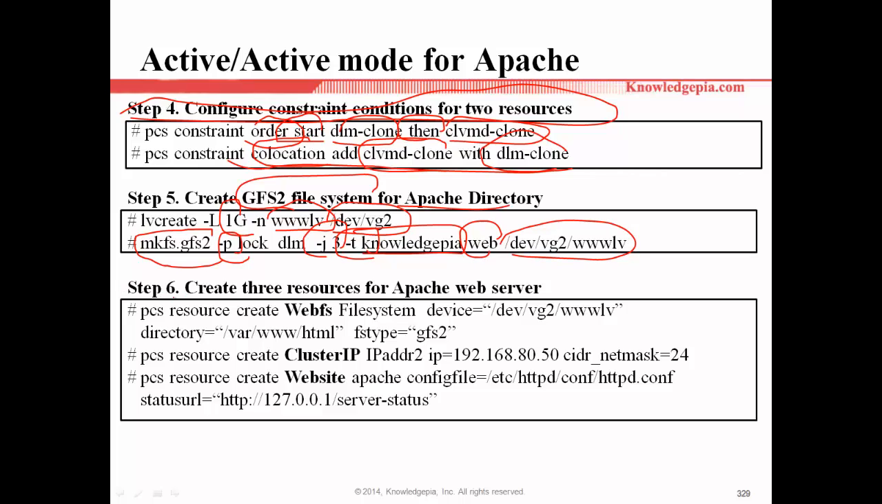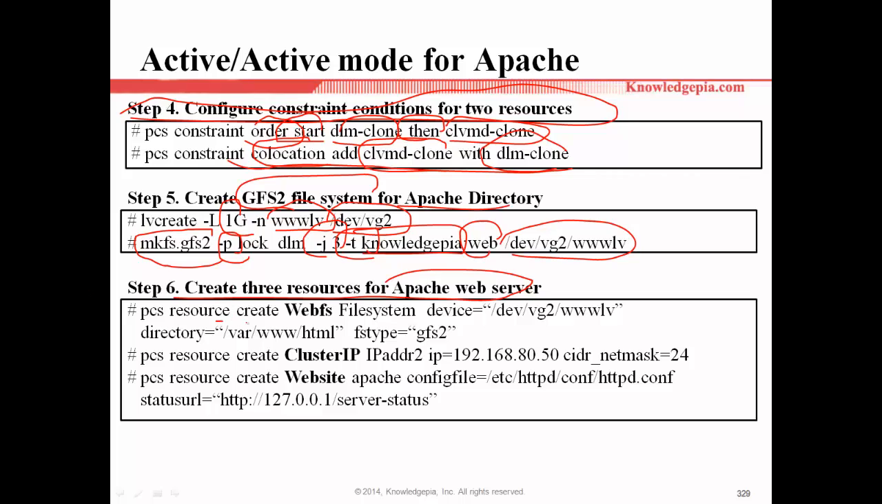Step 6, create the 3 resources for the Apache web server. For the Apache web server, we need to create 3 resources. In the case of active and passive, we create only 2 resources. But for the Apache web server in active and active mode, we need to create 3 cluster resources.